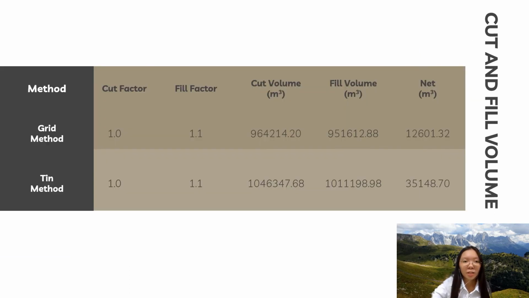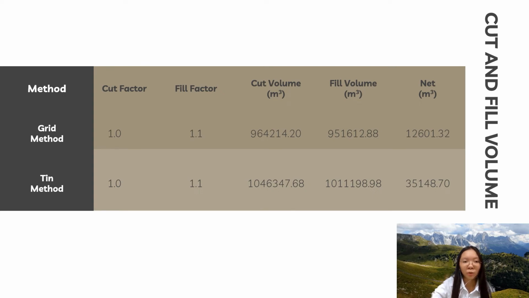This slide shows the result of cut and fill volume. We use 1.1 as the fill factor because the fill is compacted to a higher density than the in situ. We also consider the losses in transport, wind and erosion, and also a factor of safety. We get the net volume for both grid and TIN methods. The grid method gives a net volume of 12,600.